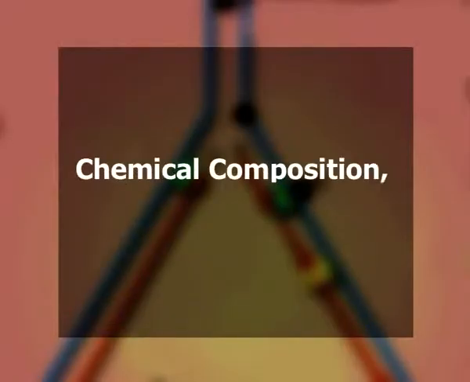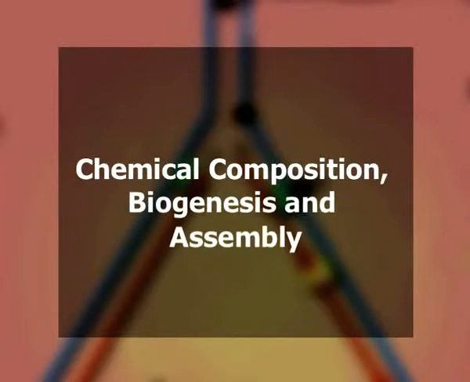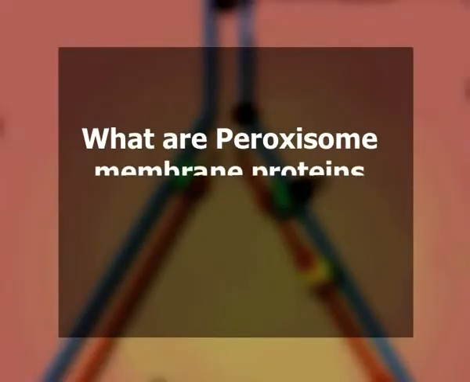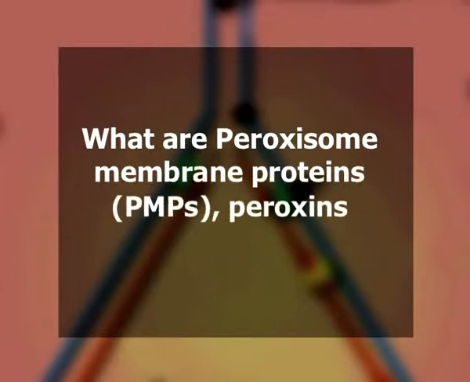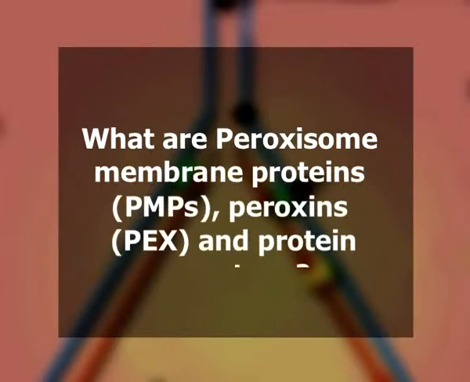Now, chemical composition, biogenesis and assembly of peroxisomes. Chemical composition, biogenesis and assembly of peroxisomes have been studied in detail in recent years. It is known that a number of proteins are associated with peroxisomes, which help in a variety of functions that peroxisomes perform. Now, what are peroxisome membrane proteins and peroxisome proteins and protein receptors?